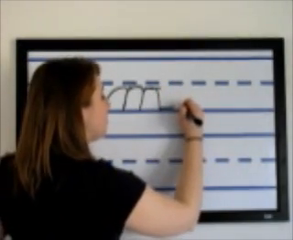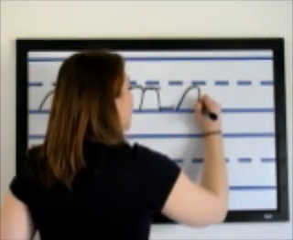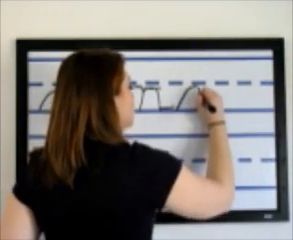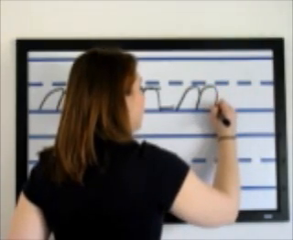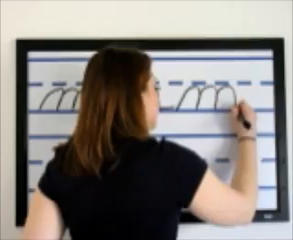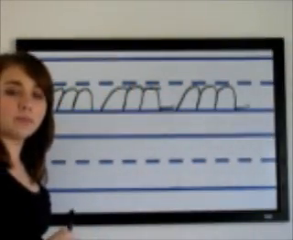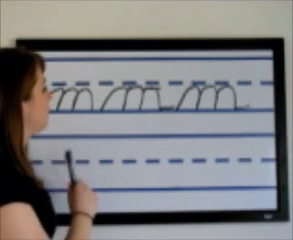So let's do it one more time. You're going to start at the bottom line, go up to the middle line, back down, trace it back up, round the top, back down, trace up, round the top, back down. There you go. You have your lowercase letter M's. They're rather simple, so there we go.